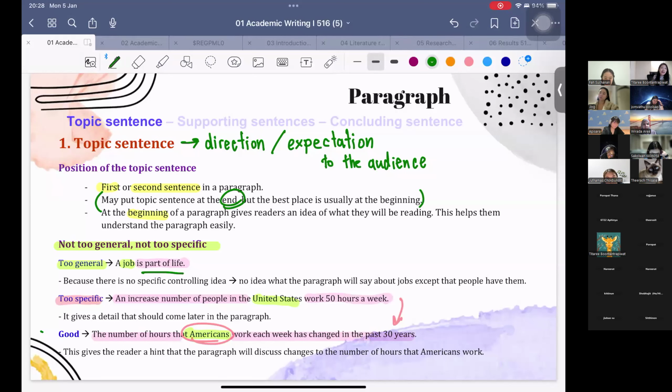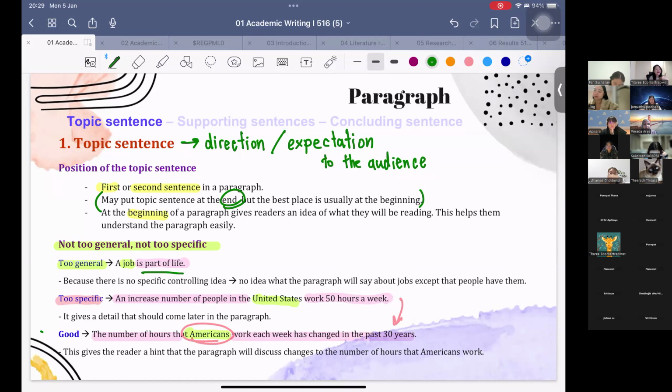If it's too specific, it includes all the details we need to know about that topic. When you provide all the details, there's no point in continuing to read. So that would be a too specific topic sentence. Like this one. The example says that an increased number of people in the United States work 50 hours a week. As you read, you see that they talk about working people in the US, and per week they work 50 hours. And yeah, that's all.